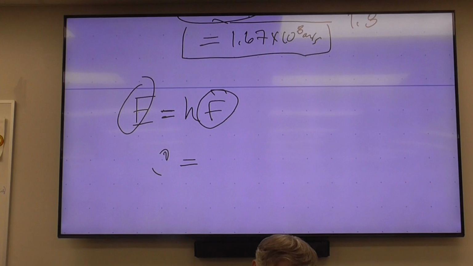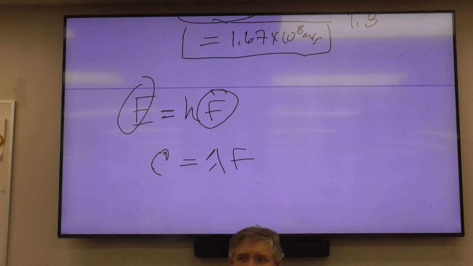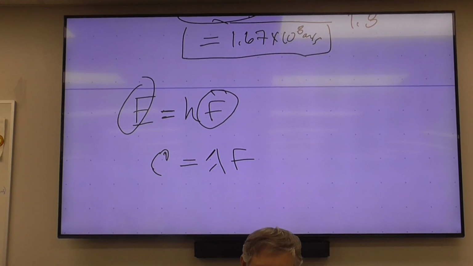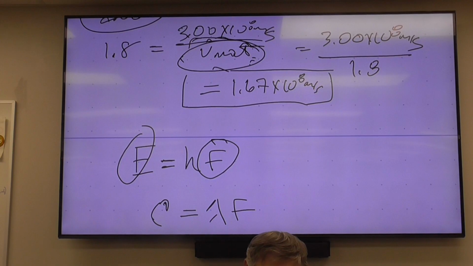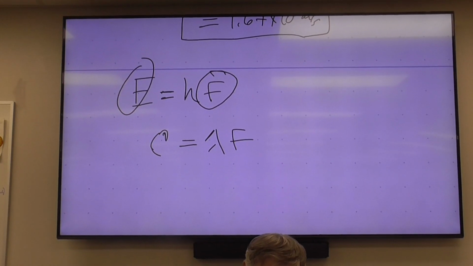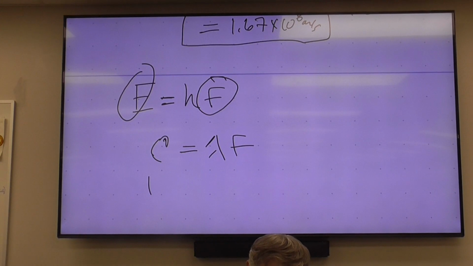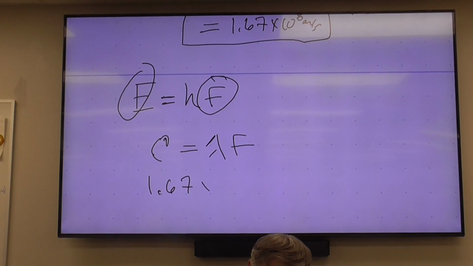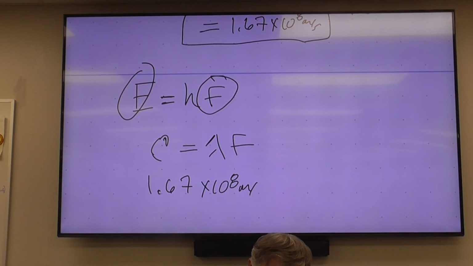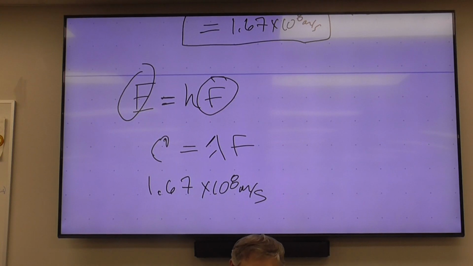Speed of light equals wavelength times frequency. True? True. Okay? True. 3.00 times 10 to the 8th meters per second. Now, when that light goes through that index of refraction, that speed drops to 1.67 times 10 to the 8th meters per second. Okay? Speed becomes smaller, slows down.